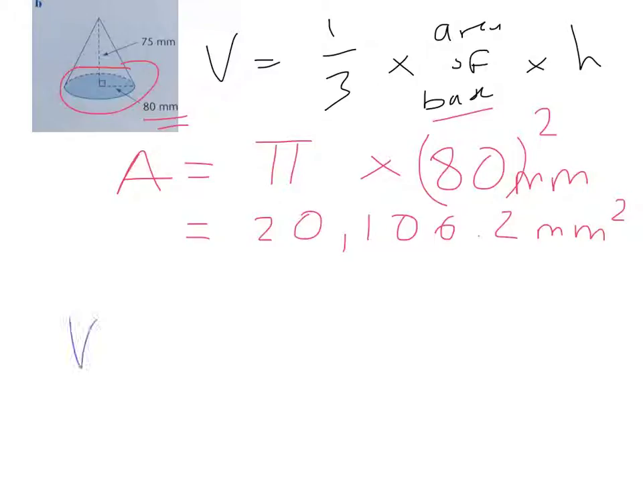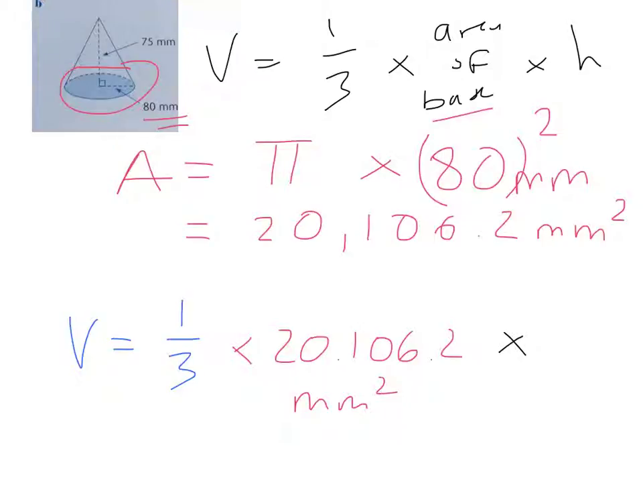So that's our area, but to get the volume, we're not finished yet. To get the volume we have to times that number by 1/3, so 1/3 times 20,106.2 millimeters squared, but also have to times by the height, and the height in this case is right here, so it's 75 millimeters. So put all of that in our calculator.